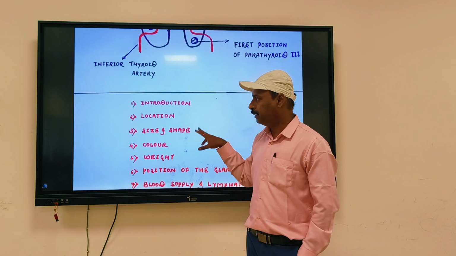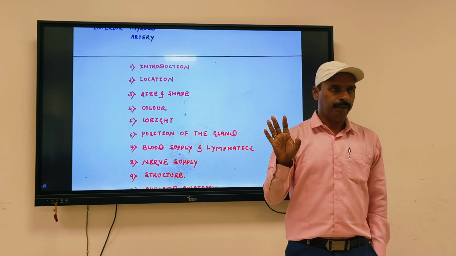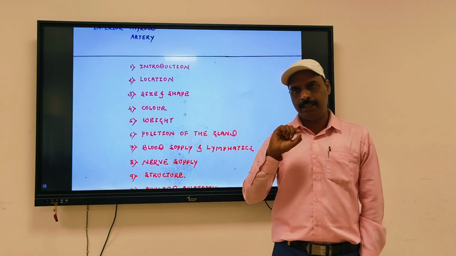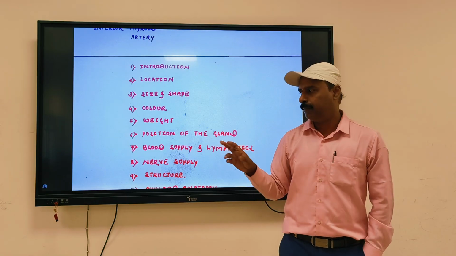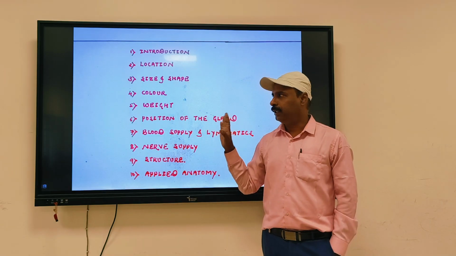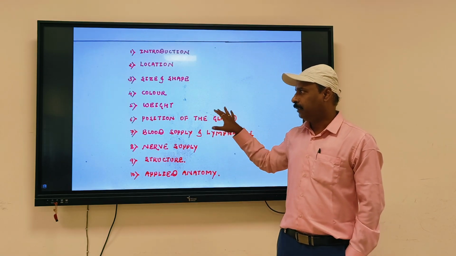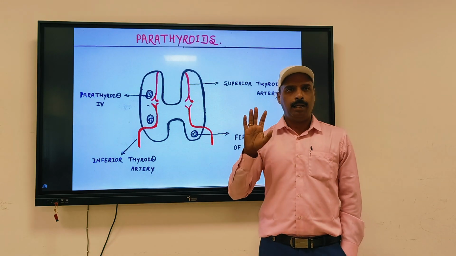So under these heads, you have to write 10 heads, 10 lines. Short notes will be asked. 10 headings, 10 lines you will write for the short notes, 5 marks or 3 marks. It is more than sufficient because you are covering all the parts. So these are the important points relating to the parathyroid. It is a very small and important gland.